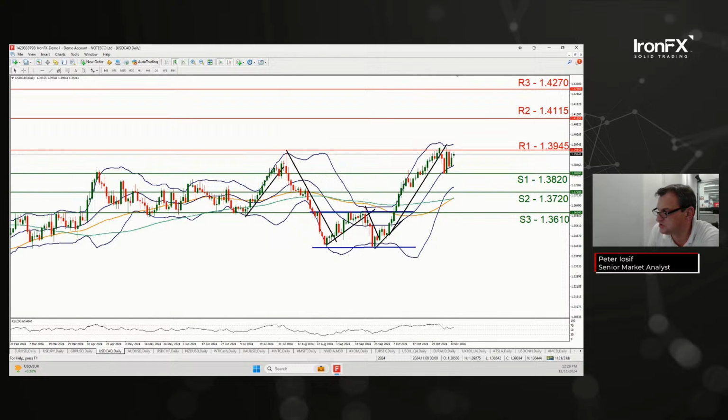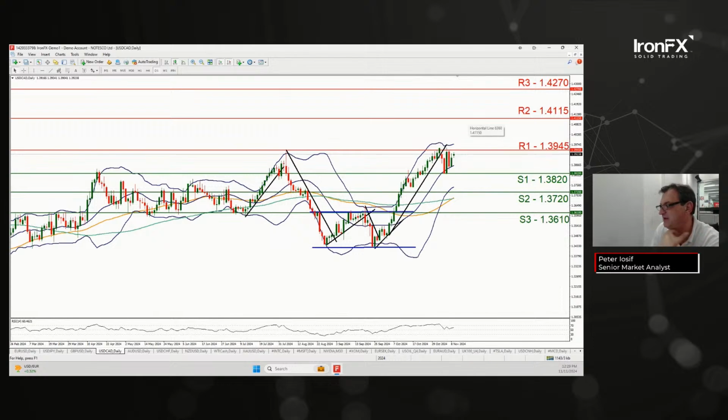Now the sideways motion is clearly being defined by the roller coaster movement of USD CAD. That's something which we will see also in the oscillator. On the lower bound of the range bound movement is the S1 1.3820, while on the upper boundary it's the R1 1.3945. We tend to maintain a bias for the sideways motion to be maintained as long as the two levels are being respected.